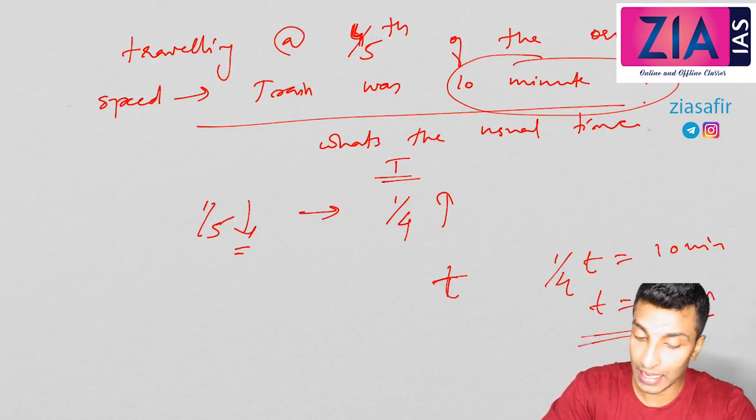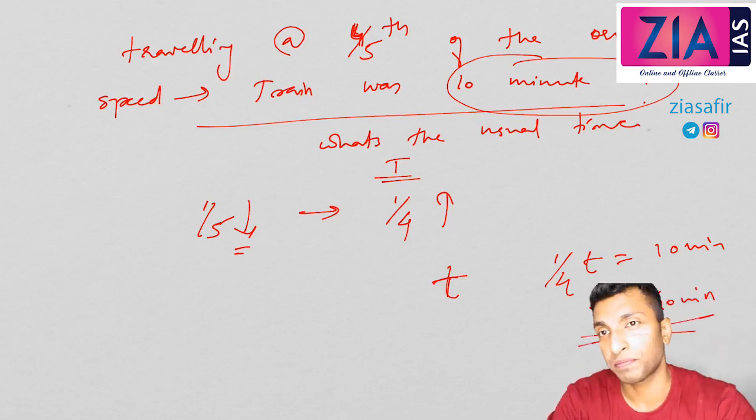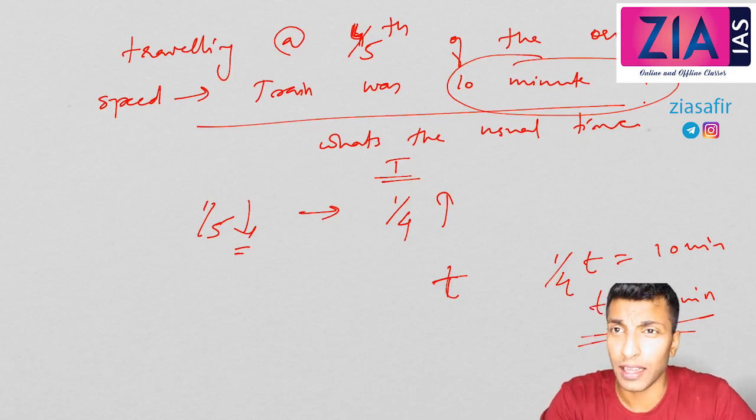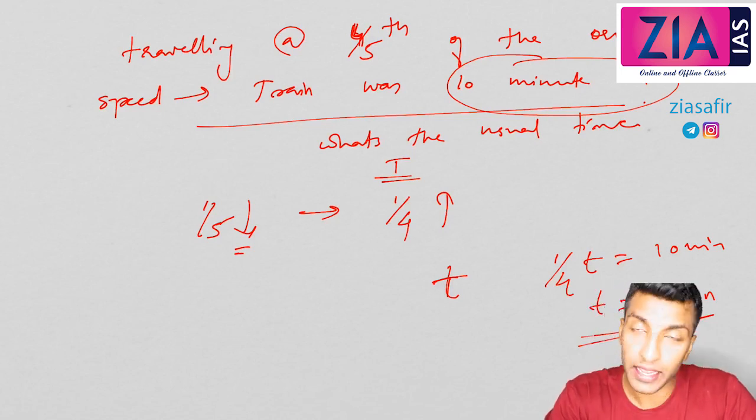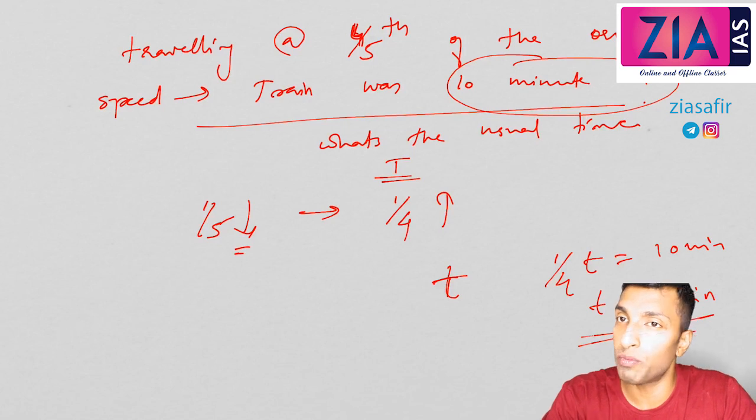So what is the answer for this question? 40 minutes. You use nothing apart from this logic. So what they are saying is 10 minutes late. 10 minutes late is obviously, we know 1 by 4 will be the increase. So 1 by 4 is actually 10. So you can directly get from that 40 minutes.